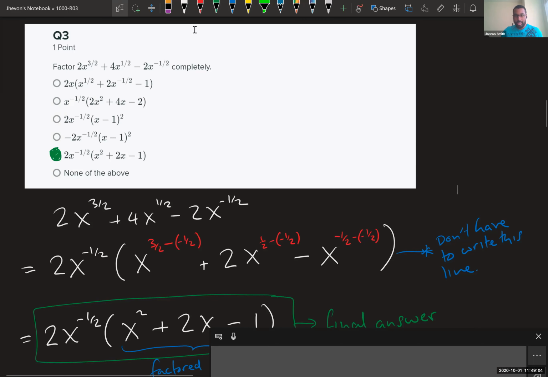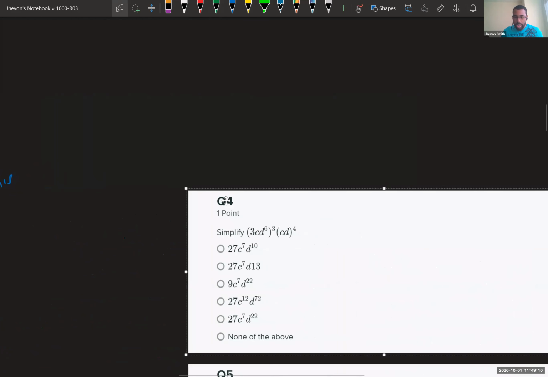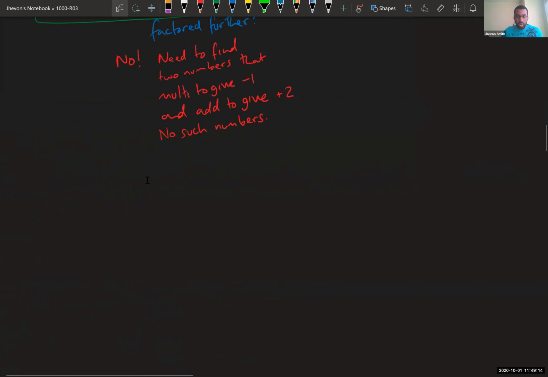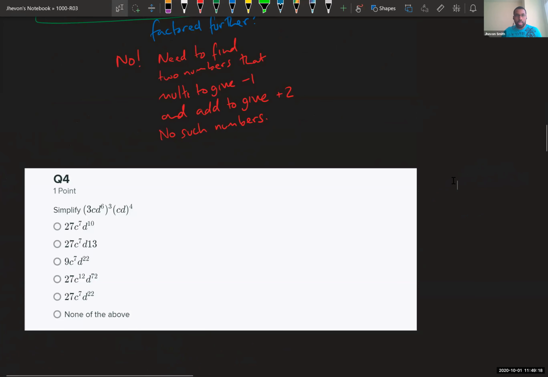So remember your techniques and when you're supposed to use the techniques. The AC method only comes into play when the coefficient of the squared term is not 1. If the coefficient of the squared term is 1, then you just look for two numbers that multiply to give you the constant term, and then they add to give you the coefficient of the middle term.